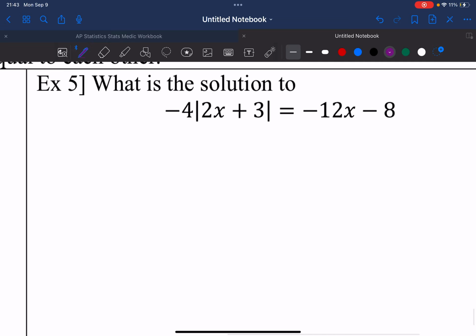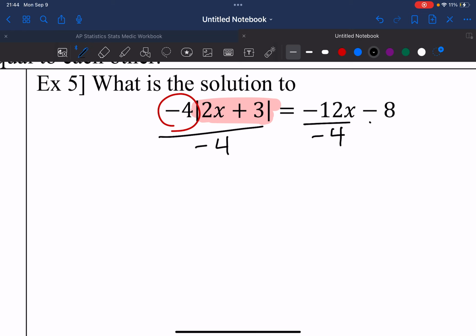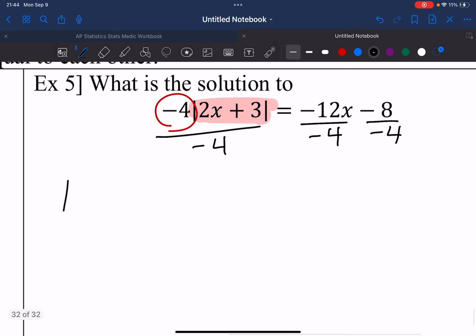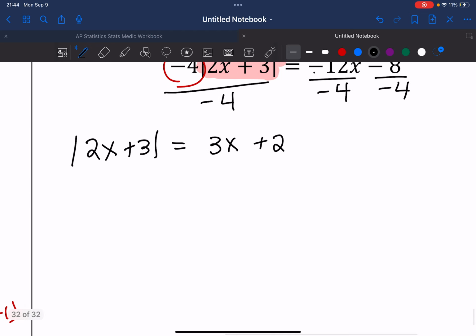Okay, let's look at example 5. Same thing again. We're first trying to isolate our absolute value. And in order to do that, we're going to have to get rid of that negative 4. So I'm going to do that by dividing everything by negative 4. Okay. So I have absolute value of 2x plus 3 is equal to 3x plus 2. Negative 12x divided by negative 4 is 3x. Negative 8 divided by negative 4 is 2. Okay. So now I have my absolute value isolated.